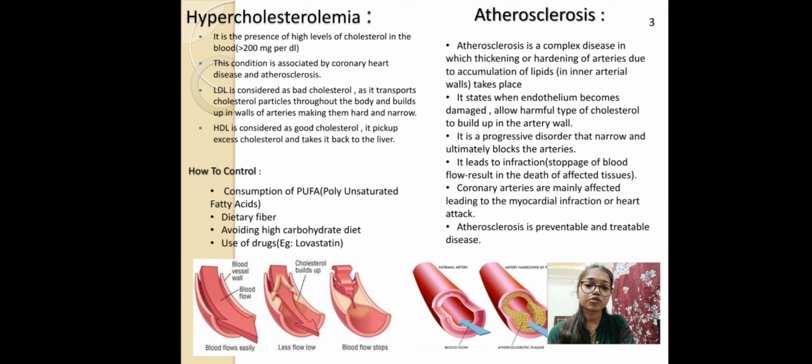Next, how can we control hypercholesterolemia? First is consumption of PUFA, that is polyunsaturated fatty acids. By consuming these polyunsaturated fatty acids, we can control hypercholesterolemia because they reduce the plasma cholesterol level. Next is dietary fiber, that means by taking high fiber rich food and avoiding a high carbohydrate diet, and also by use of some drugs like lovastatin, all these can control hypercholesterolemia.